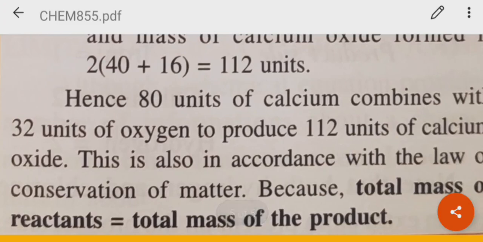In the next class, I am going to teach you how to balance chemical equations.